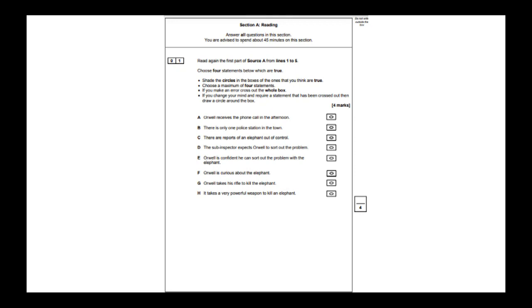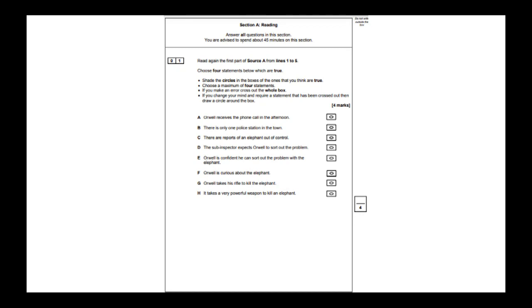So section A, if you decide to start with section A, reading, you have 2 sources. We'll look at those in a moment. And it will always ask you to do the same thing here, which is to read again, probably the first paragraph of source A, although they could choose anything. It will tell you which lines to look at, and it will ask you to shade in the circles of the boxes that you think are true. There's 8 statements, 4 are true, 4 are false, and you are to circle or shade 4 of those boxes only. All right, and they will credit you for however many you get right.